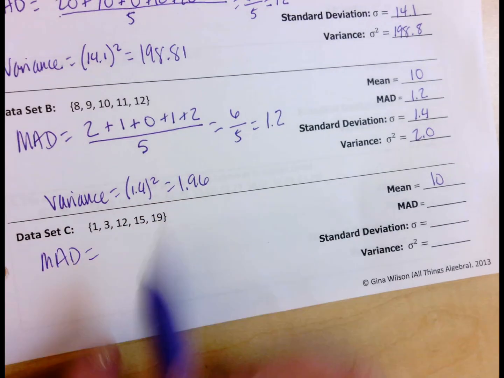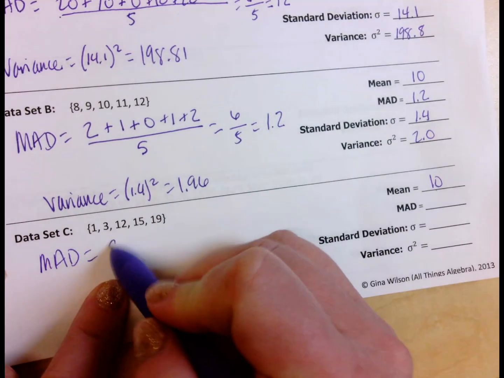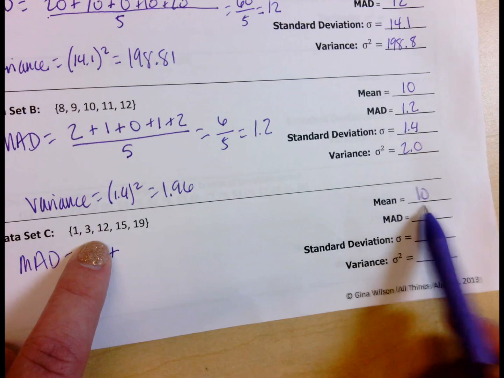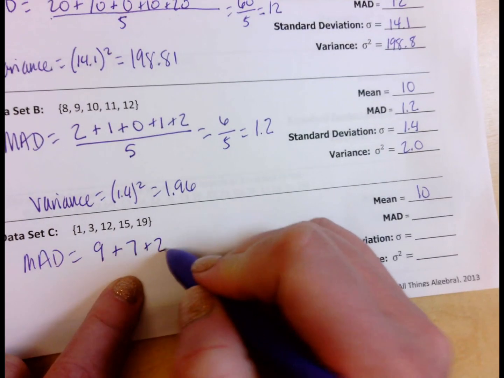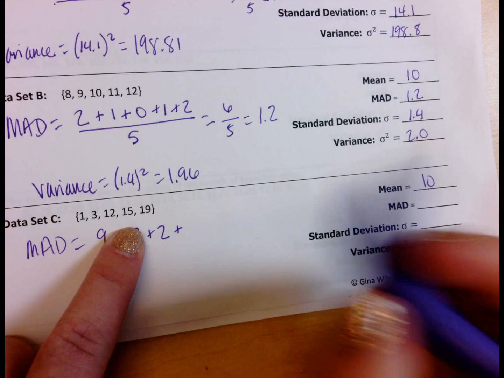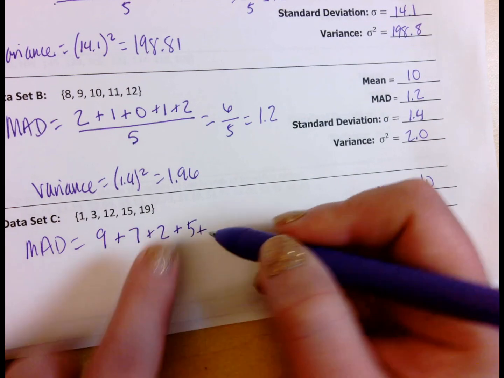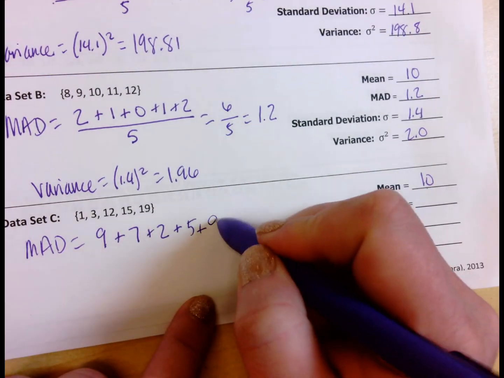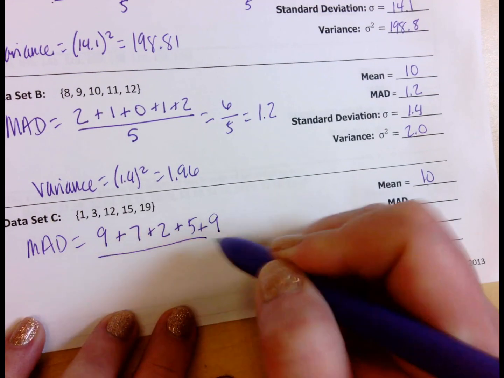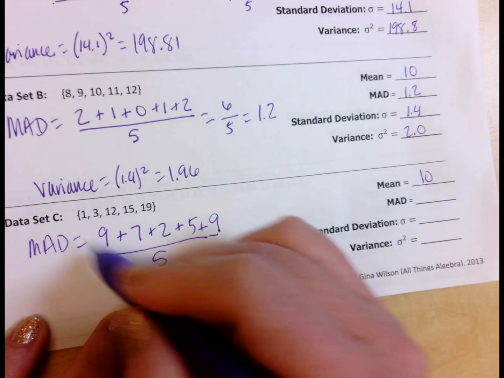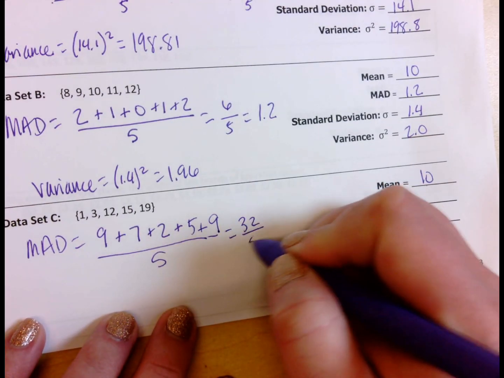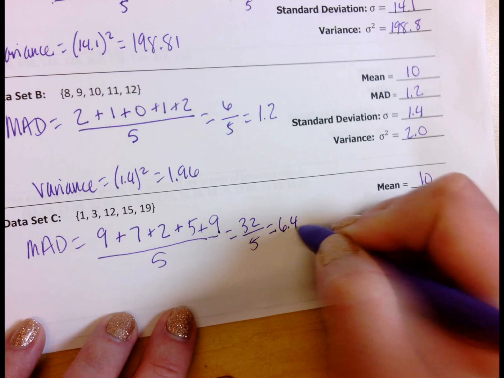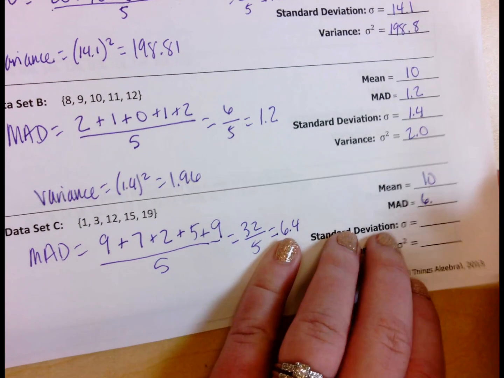All right, so we're looking at the distance from 1 to 10, which is 9. The distance from 3 to 10 is 7. The distance from 12 to 10 is 2. The distance from 15 to 10 is 5. And the distance from 19 to 10 is 9. And so we're going to add all those together and divide them by that same, we have 5 data points. Divide them by 5. So we get 32 divided by 5, which is 6.4. So there's our MAD score there.